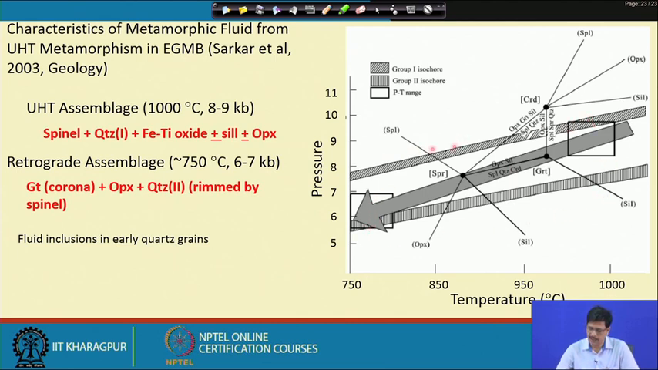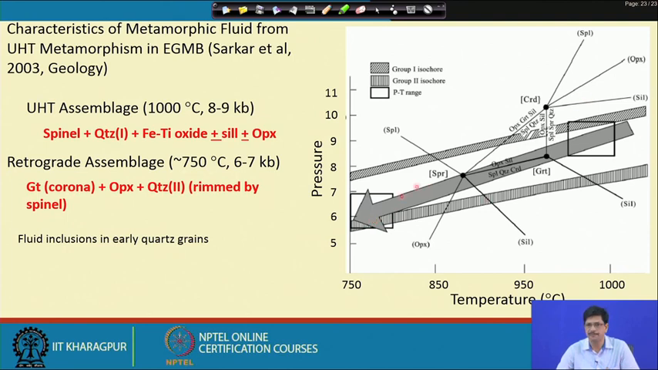So, we could see here that the first generation of quartz and the fluid inclusions in them do pass through the PT box, which is constructed from phase petrology considerations, and the lower box also has the group 2 low density carbonic inclusions passing through this particular box.